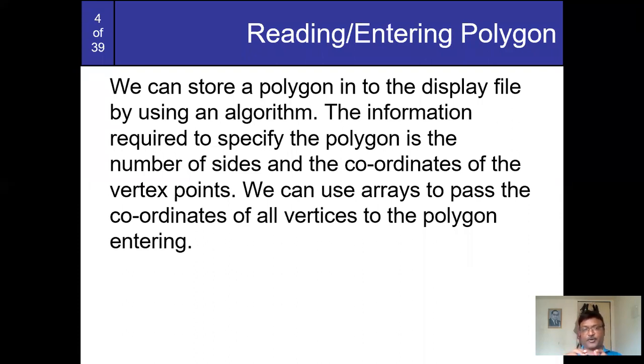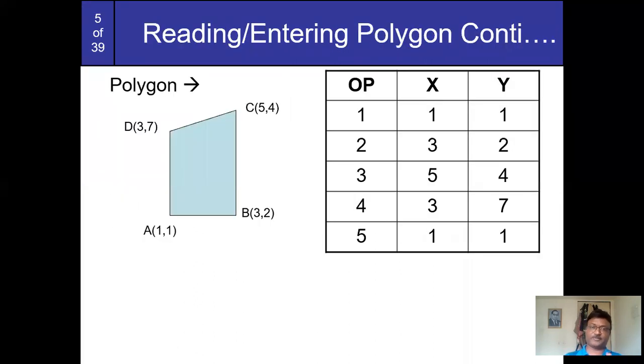Suppose P0 is entered, so P0 is x0 y0, P1 is x1 y1, P2 is x2 y2. So these are all coordinates that you have to read and store. We can use an array, so that you store the coordinates of the vertices of the polygon in the array. How is it possible? See.